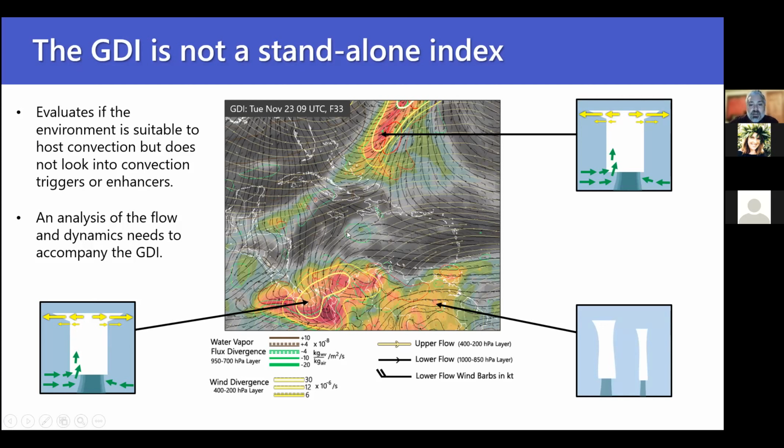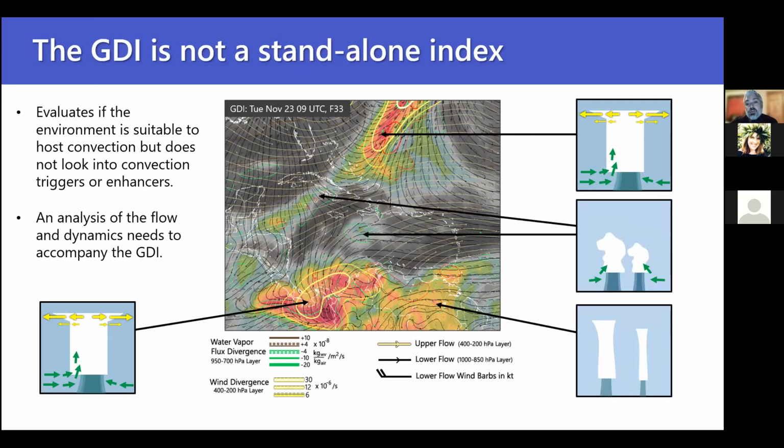And then if we look here at the Central Caribbean, the GDI is low, but we do have some moisture convergence there. And this will actually enhance a little bit the values of the GDI. We don't have upper divergence, but I would expect higher rainfall rates probably here with the shear line and also along the front.